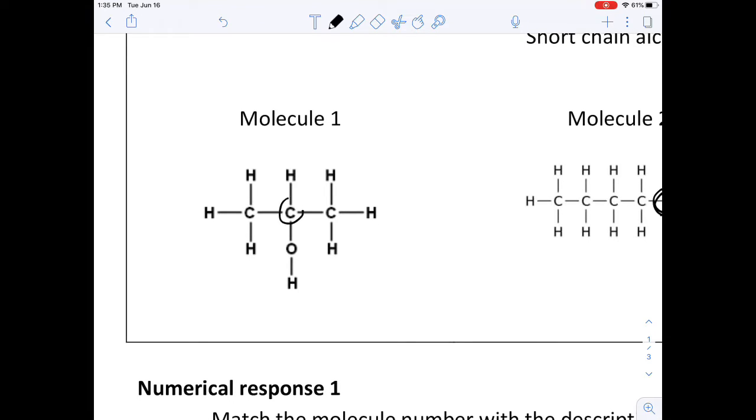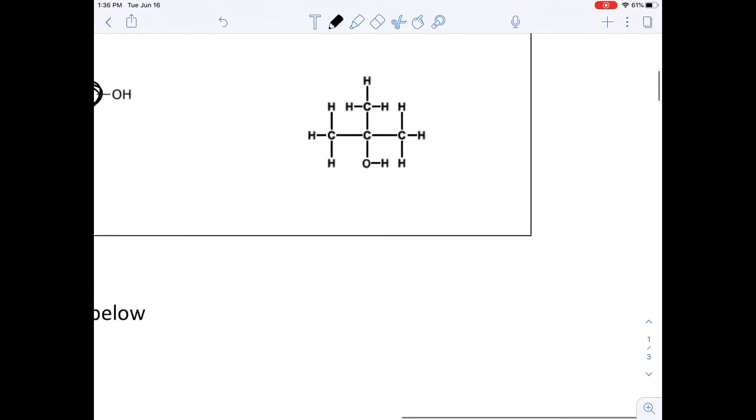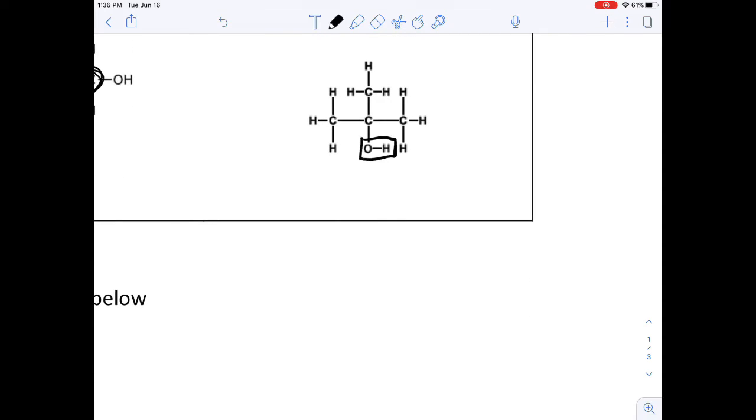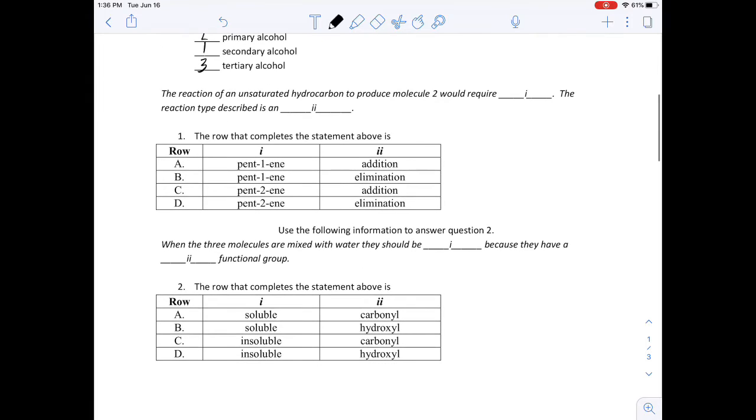Whereas this hydroxyl, the alcohol group, is attached to this carbon and it's attached to two other carbons. This is a secondary alcohol, but this is a primary alcohol. Here, the hydroxyl group is attached to this carbon, and that carbon is attached to three different carbons, so it's a tertiary alcohol. So the primary alcohol is molecule 2, the secondary alcohol is 1, and then 3. Most people seem to have a pretty good time with that.